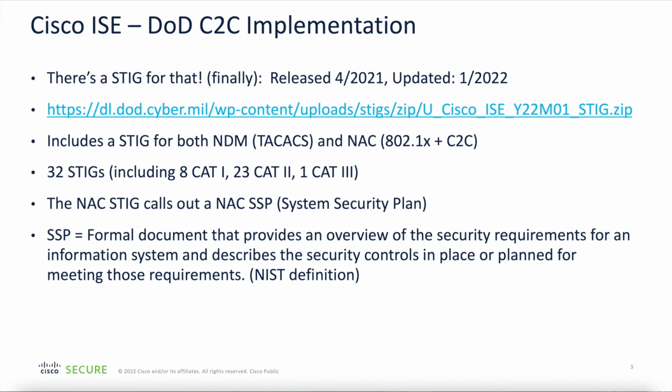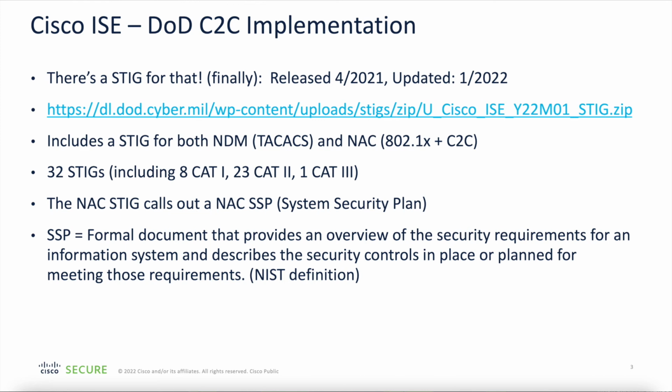It includes a STIG for both NDM, that's Network Device Management, aka TACACS, and NAC, aka Comply to Connect. There is a slight 802.1x vibe in a couple of the STIGs, but for the most part, this is a Comply to Connect STIG. You can go to the layer 2 switch STIGs for the 802.1x stuff. Within that NAC, the NDM STIG is very straightforward, but within that NAC STIG, you're going to see 32 STIGs, 8 of them being Cat 1s, 23 being Cat 2s, and there's 1 Cat 3.